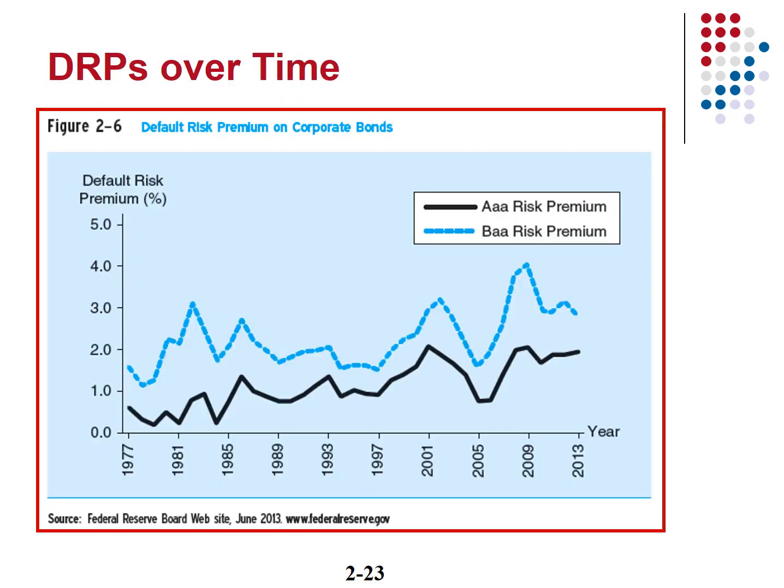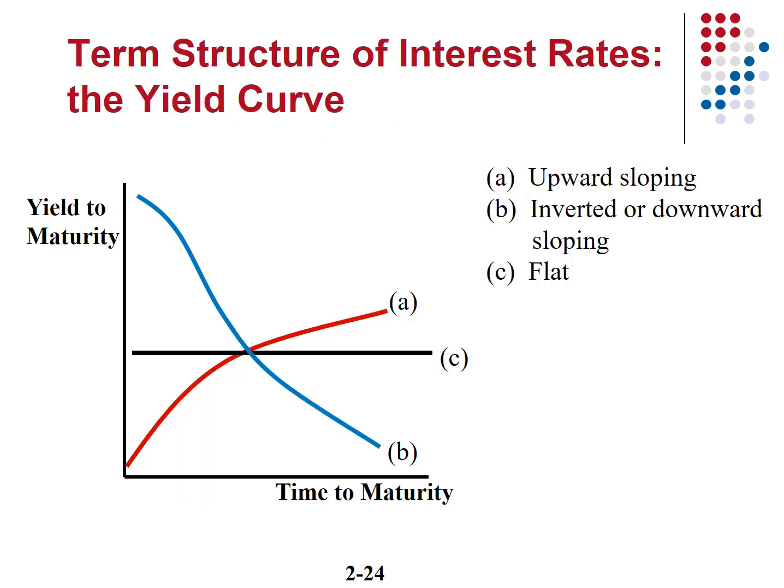Looking at default risk premiums over time, you can see here the spread between AAA rated debt and BAA rated debt. They move together, but notice that the lower rated debt moves more. This graph depicts the three possible shapes of the yield curve. Upward sloping is the most common. It implies longer-term rates are higher than short-term rates. The downward sloping curve is called inverted, and it implies the opposite, short-term rates higher than long-term rates. This would be unusual. The flat curve implies no difference based on maturity.